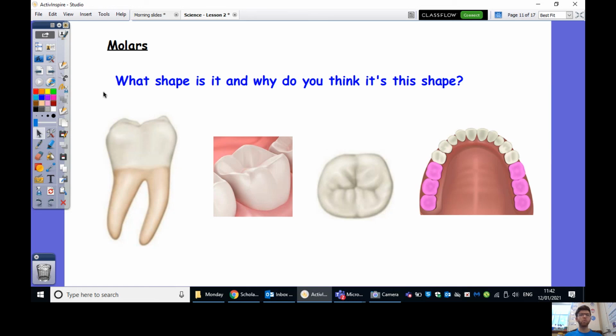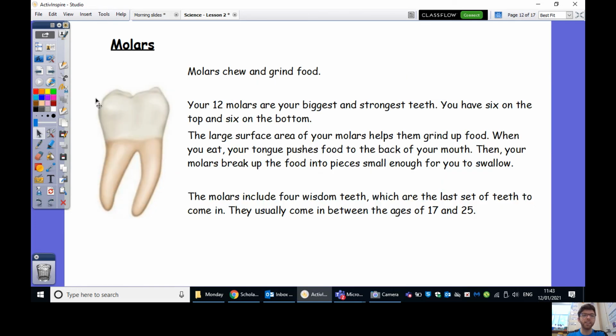So again, pause the video. What shape is it? What tooth is it almost very similar to? And why is it that shape? What job do you think the molars do? So pause that video now. So hopefully you can see that they're quite similar in shape. They are larger, but similar in shape in terms of the ridges that they've got to premolars. And the reason for that is they grind food, just like the premolars grind food, but they also chew. So the premolars grind food, the molars chew and grind.